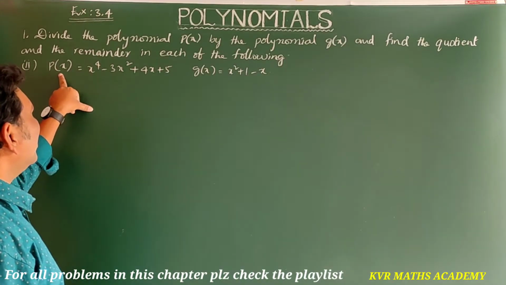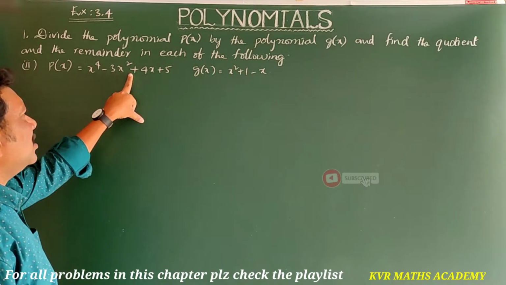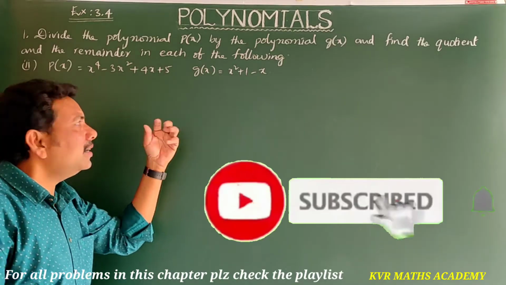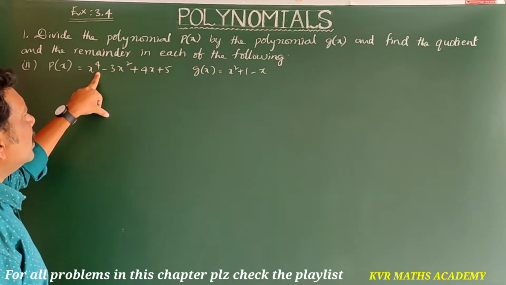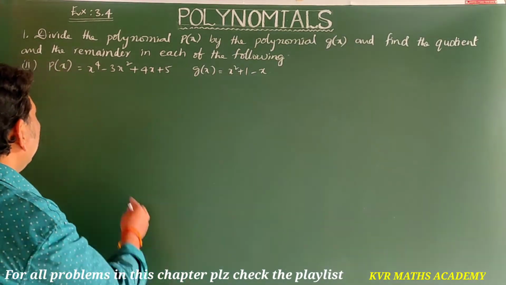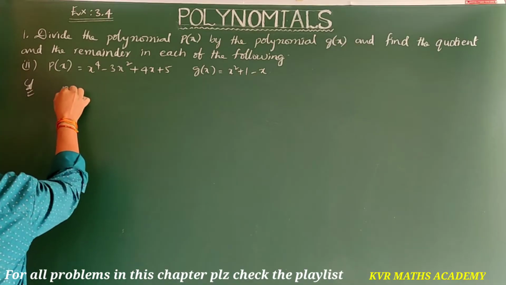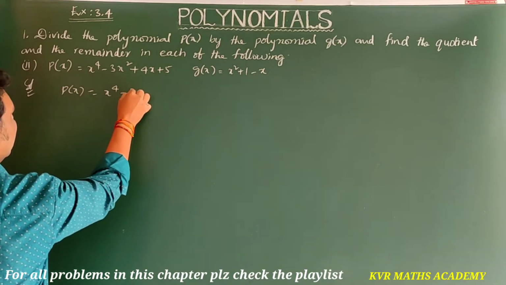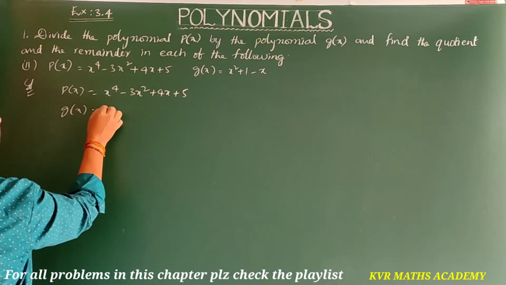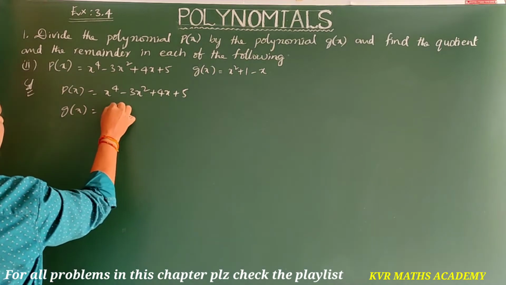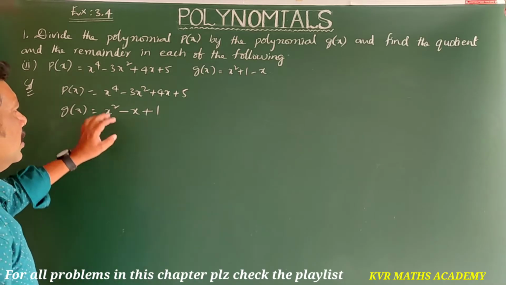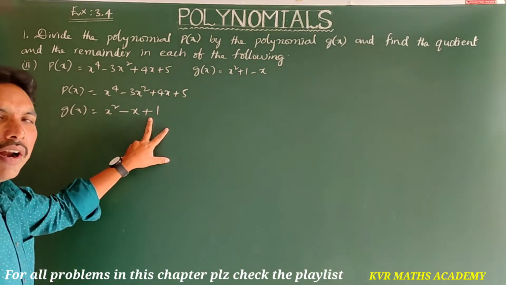Next, second one, p of x is equal to x power 4 minus 3x square plus 4x plus 5. g of x is equal to x square minus x plus 1. Right here, this degree is 4 and this degree is 2. Right? Yeah, let us write first solution. p of x is equal to x power 4 minus 3x square plus 4x plus 5 and g of x is equal to, write in order. So first x square term, next x term, next constant. Right? So this is 4th degree polynomial and this is quadratic polynomial, right?